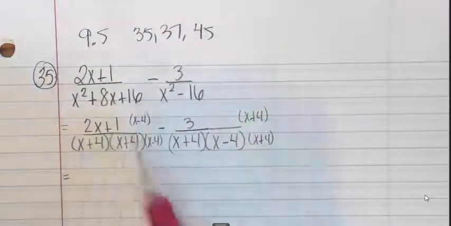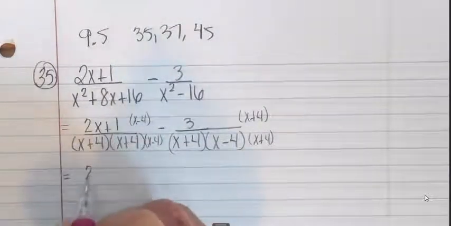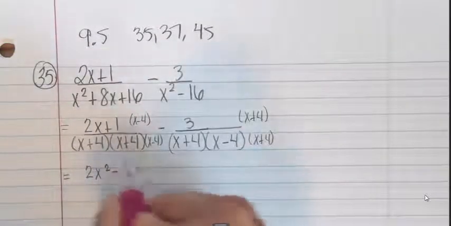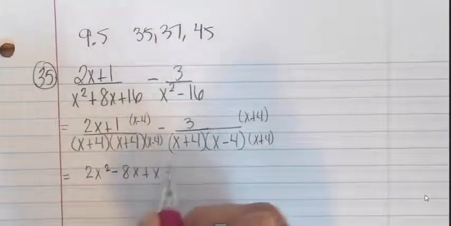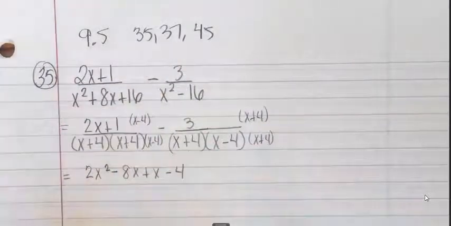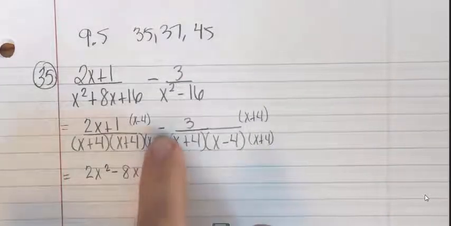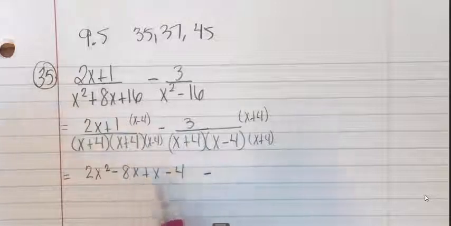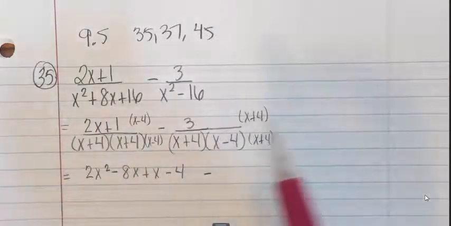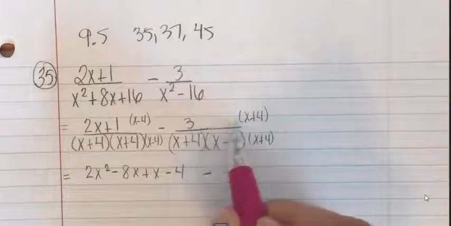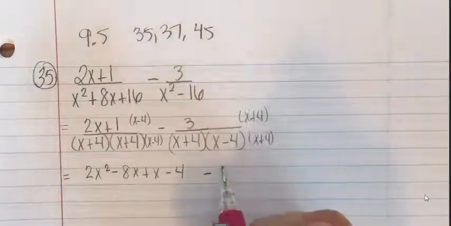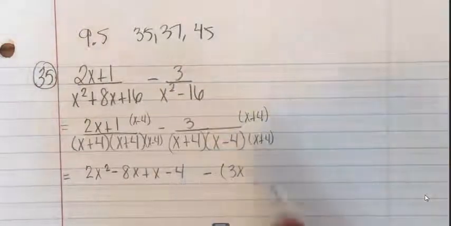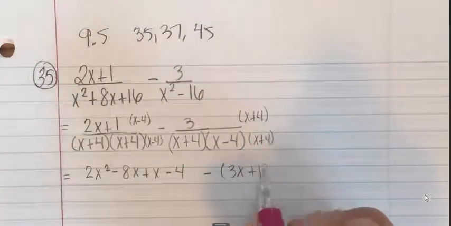Okay, so distributing my top, I'm going to end up with 2x squared minus 8x plus x minus 4. Now, you want to be really careful here. This is a subtraction. Everything that I'm subtracting from this numerator over here, I want to make sure that every single term is going to get subtracted. So I'm going to put this numerator in parentheses. This is going to be 3x, and then still a positive 12.